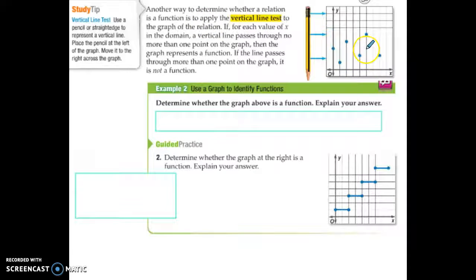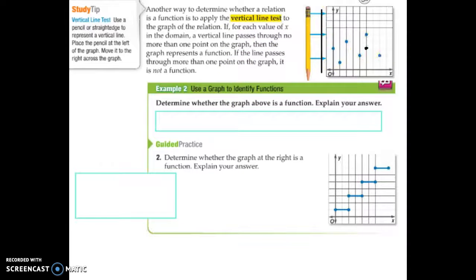It's going to be like this right here. Okay? Because I scan it, right there I'm hitting 2 points at the same time. That's saying when I plugged in x equals 5, they gave me 2 different answers, so it's not a function. So it's just a different way to check whether it's a function or not.